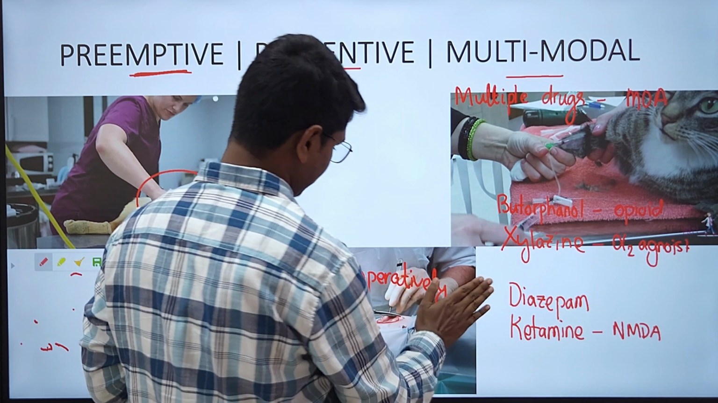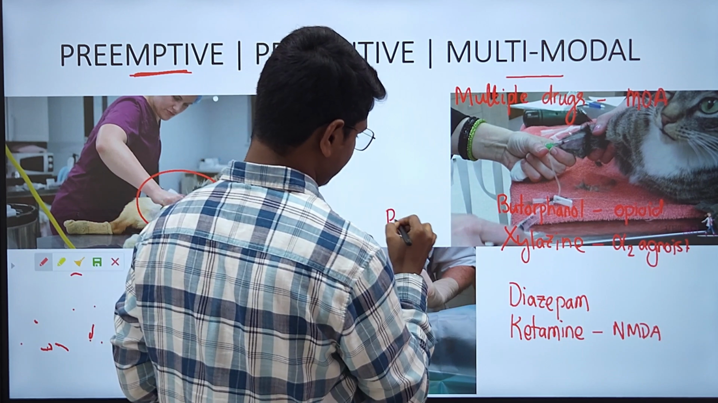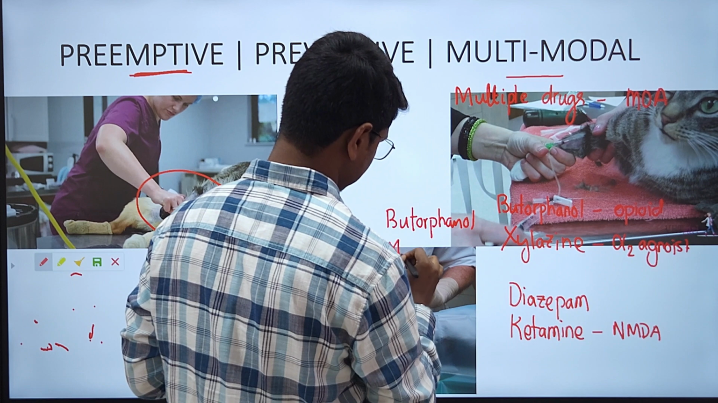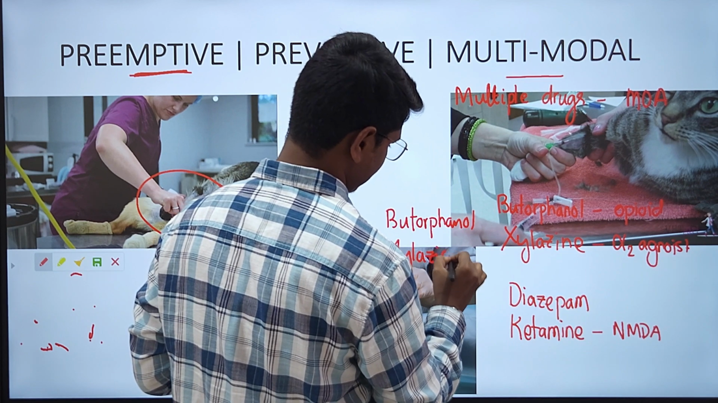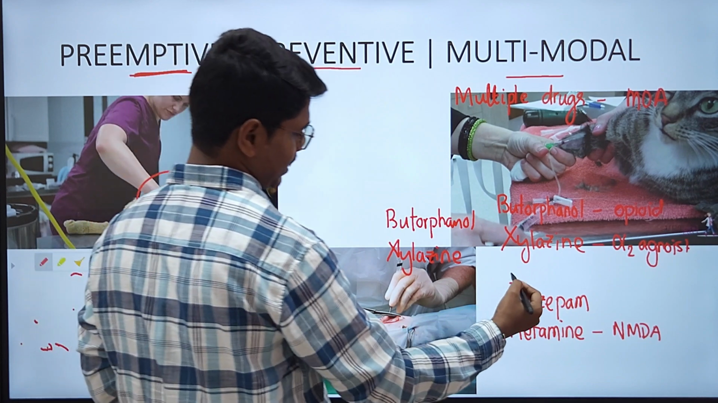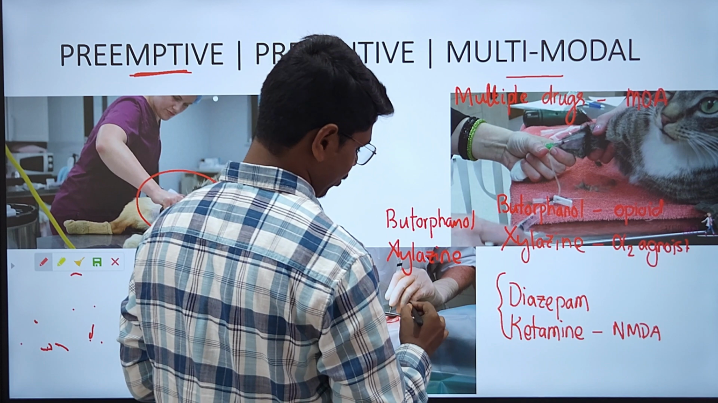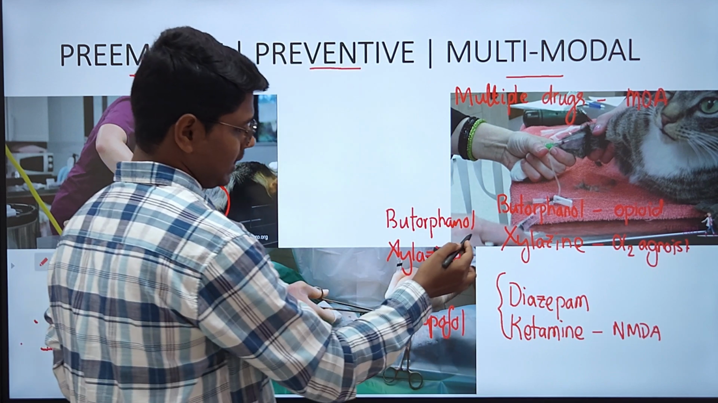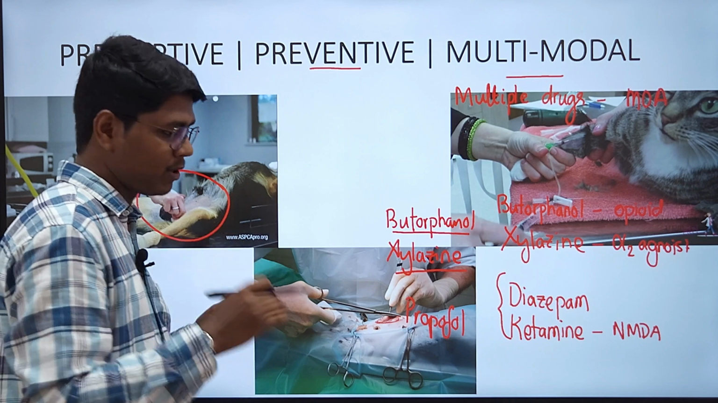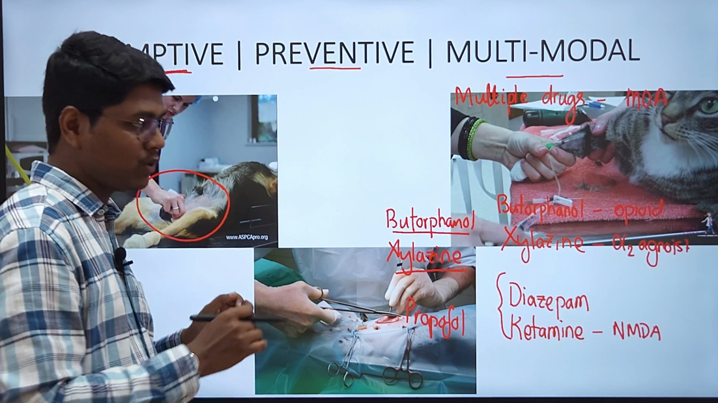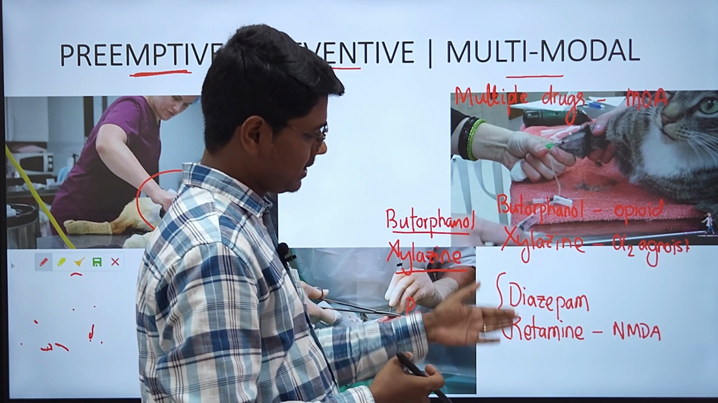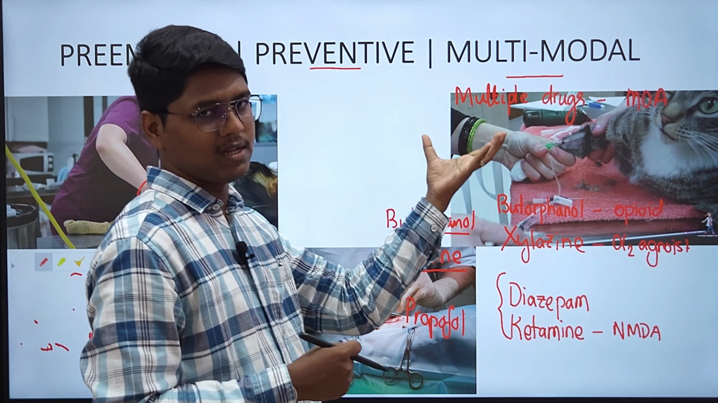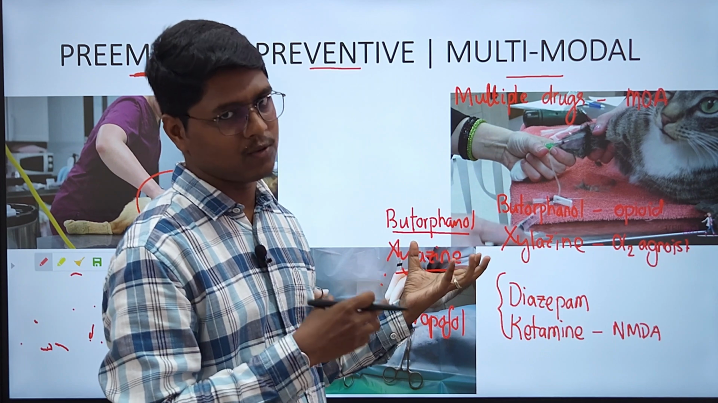Suppose there is another protocol in which the pre-anesthetic is kept the same, butorphanol and xylazine. You can also use dexmedetomidine instead of xylazine, but instead of inducing with the diazepam and ketamine combination, we used propofol. Here only the butorphanol and xylazine have analgesic property, but propofol is a pro-analgesic drug. So the patient receiving this protocol will have better analgesia compared to the other protocol. This is multimodal analgesia, a multimodal approach to analgesia. Okay, you understood?